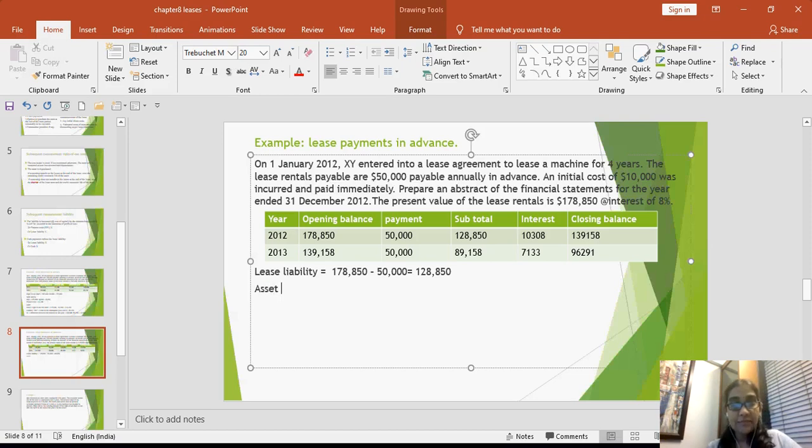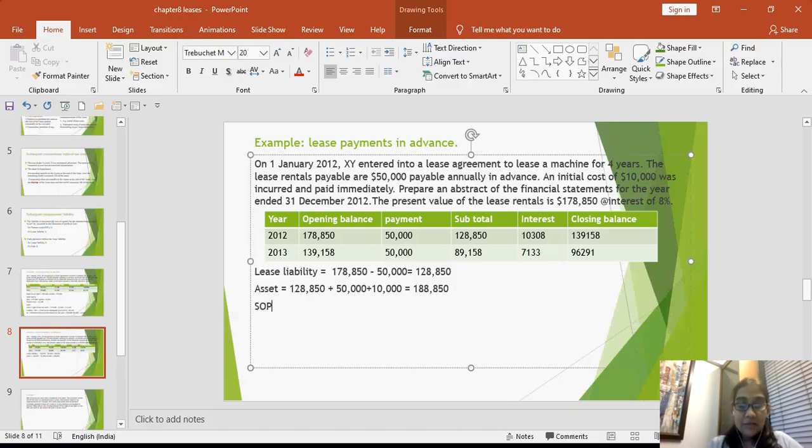Then the asset would be recognized as follows. The asset includes the lease liability plus all the payments that are made. So here it would be 1,28,850, which is the lease liability, plus the 50,000 installment that you have paid, plus 10,000 direct expenses that you have incurred, and the amount would be 1,88,850. This would be the asset.